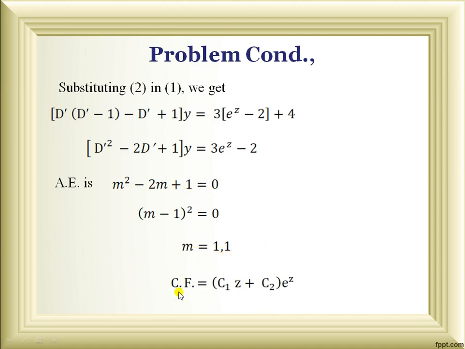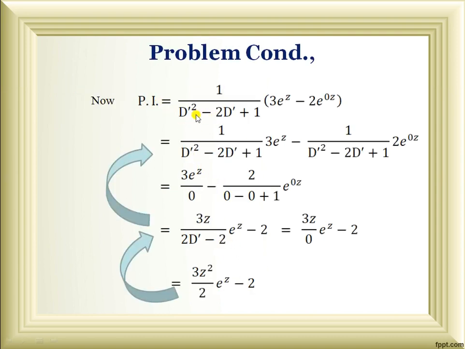While developing the complementary function as well as the particular integral, we need to write the solution in terms of z alone, because in this particular final equation, the independent variable is z, the derivative is with respect to z. Therefore, the complementary function is equal to (c1 z plus c2) into e power z, because the roots are repeated.